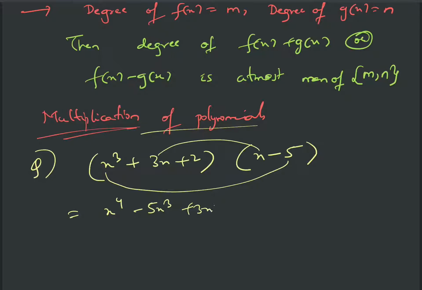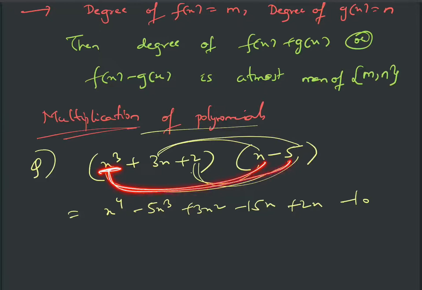Then you go 3x into x, that is 3x square. Then you go 3x into minus 5, minus 15x. Then you go 2 into x, then you go 2 into minus 5, minus 10. So multiplication means term by term multiplication, right? Each term should be multiplied with all the remaining terms, right?